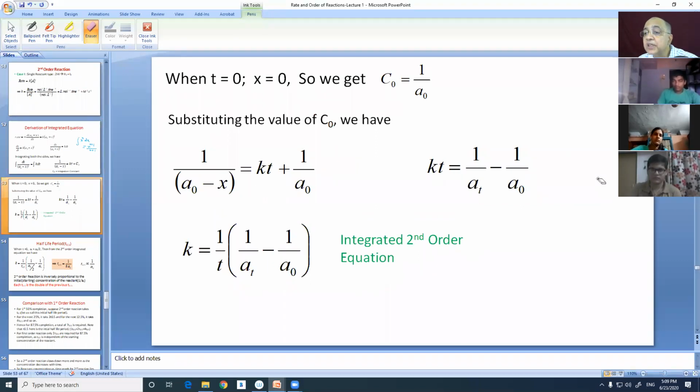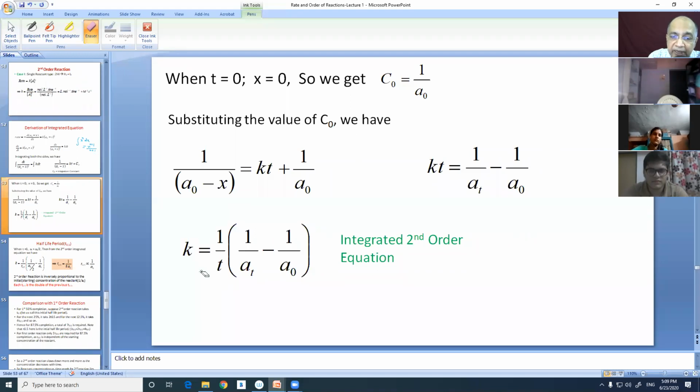Something is wrong here. I'm so sorry. In place of a0 minus x, let us write at. This is nothing but at. So 1 by at minus 1 by a0 is equal to kt. Kt is kept on one side, and 1 by a0 goes to the other side.